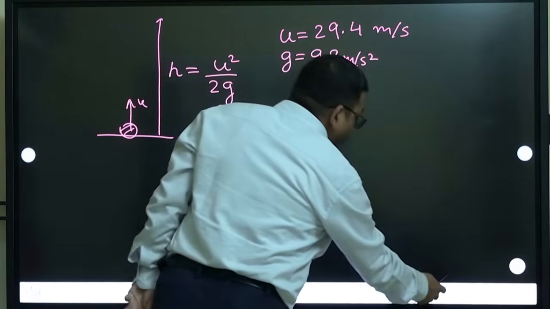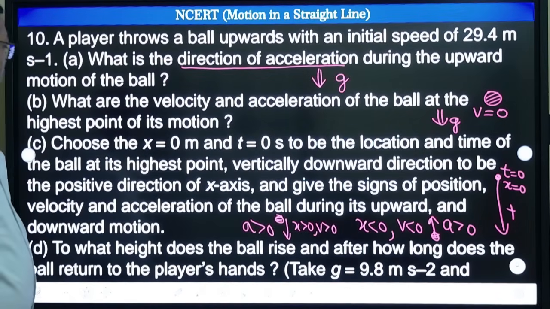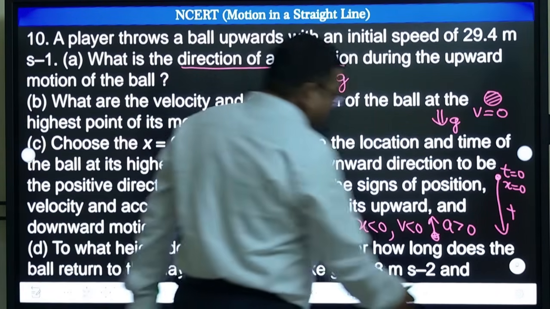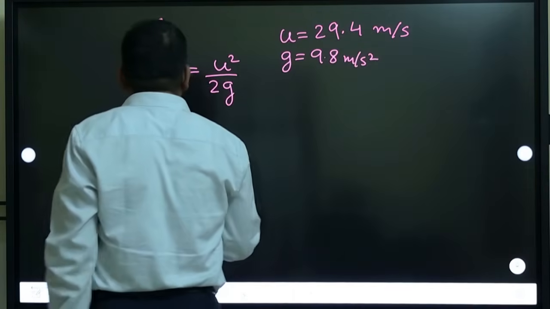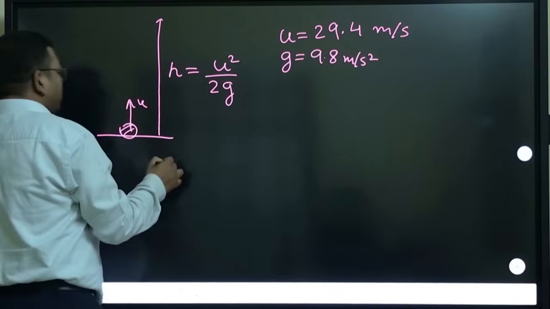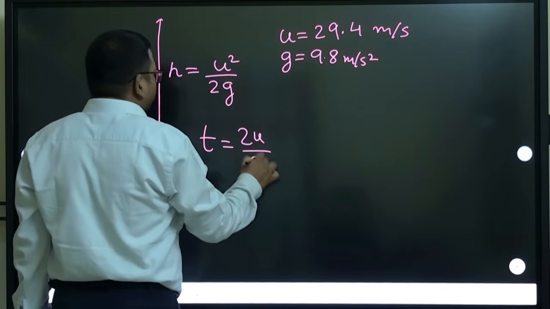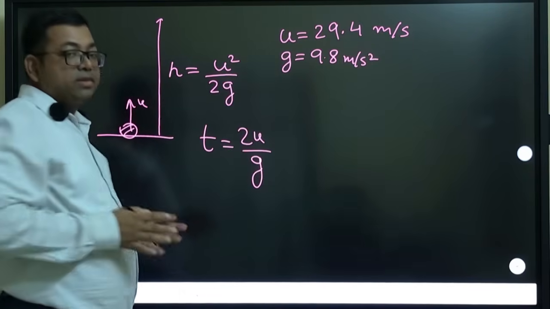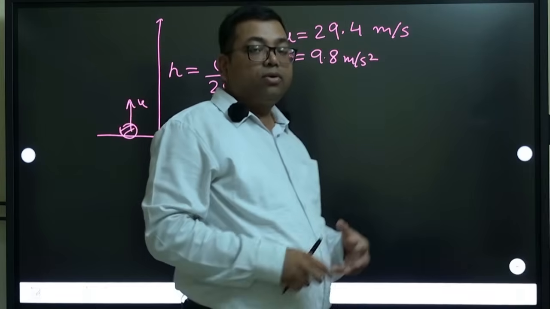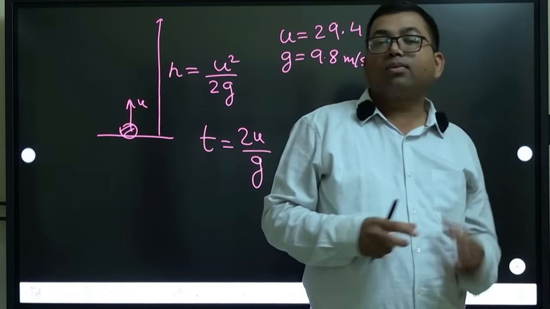What else are they asking? After how long does the ball return? Total time of flight they are asking. So first of all, it will go up and it will come down. So total time is 2u by g. Just substitute and calculate. Simple questions, right? So I hope you are understanding how to do the basic calculations.